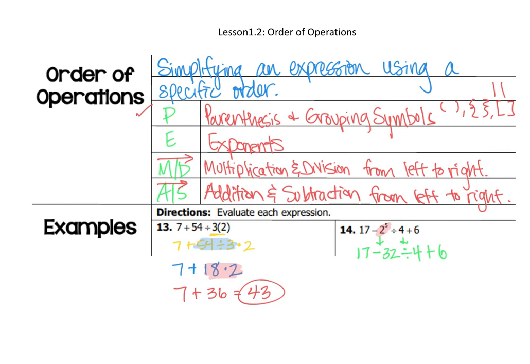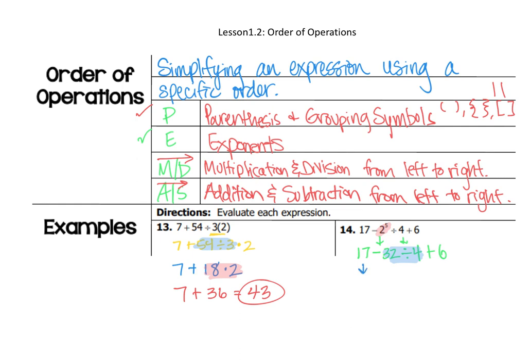Hey, I do not have any more exponents. I did that. Now I'm looking for any multiplication or division as I work from left to right. And I can see 17 minus 32. Nope, can't do that. I'm looking for multiplication or division, and I'm working left to right. Now I have 32 and 4, those two numbers. And I can see that between these two, again, I'm checking between every two sets of numbers, that this is the piece that I'm allowed to do next because I'm working through left to right.